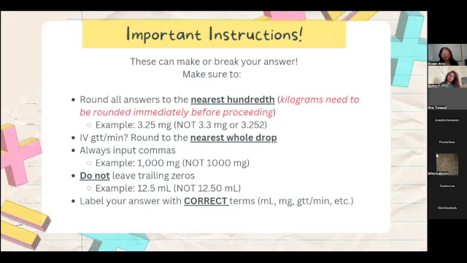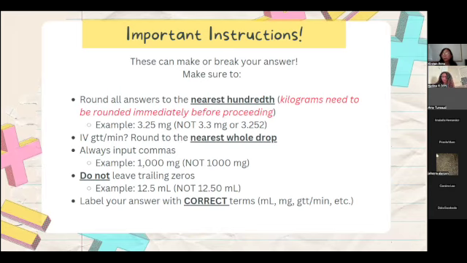When we're doing weight-based calculations, it's very important to convert your pounds to kilograms first. We're going to see that in the later questions. That's always going to be the first step for those types of calculations. When you're turning your pounds into kilograms, make sure you round to the nearest hundredth, and then proceed with the later steps. For example, if you get an answer of 3.252 and they ask you to round to the nearest tenth, you're going to put 3.3. And if they ask you to round it to the nearest hundredth, it'd be 3.25.